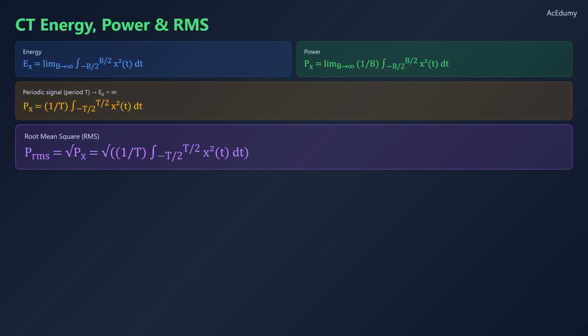The energy is Ex equals the limit as b goes to infinity of the integral from -b/2 to b/2 of x squared of t dt. The power is Px equals the limit as b goes to infinity of 1 over b times the same integral. For periodic signals with period T, the power is Px equals 1 over T times the integral from -T/2 to T/2 of x squared of t dt.